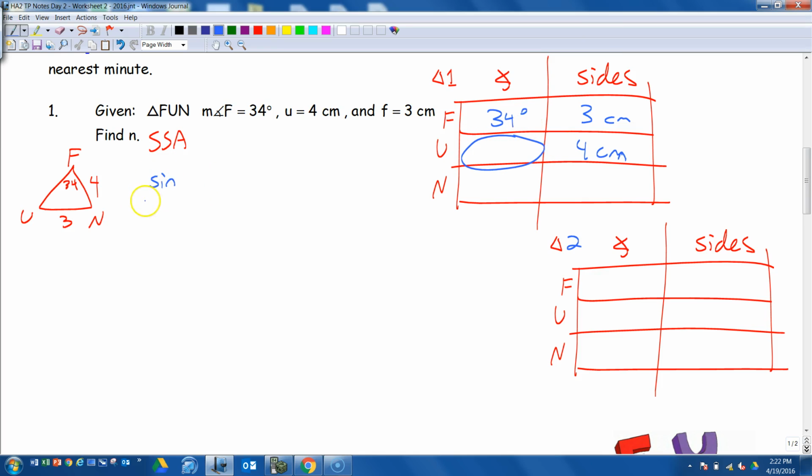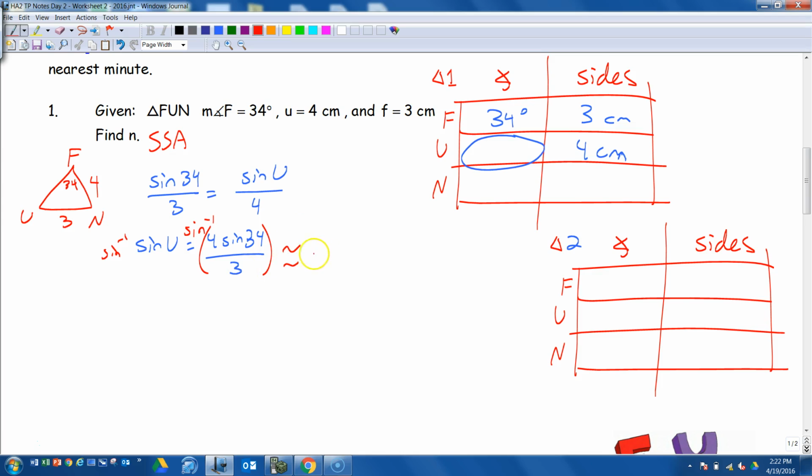So we're going to find sine of 34 over 3 is equal to sine of U over 4. Multiplied by 4, we have sine of U equals 4 sine of 34 all over 3. And then remember, to solve for the angle, you use sine inverse. So second sine in your calculator and type that in. When you type that in, you get that U is approximately 48 degrees, 13 minutes.